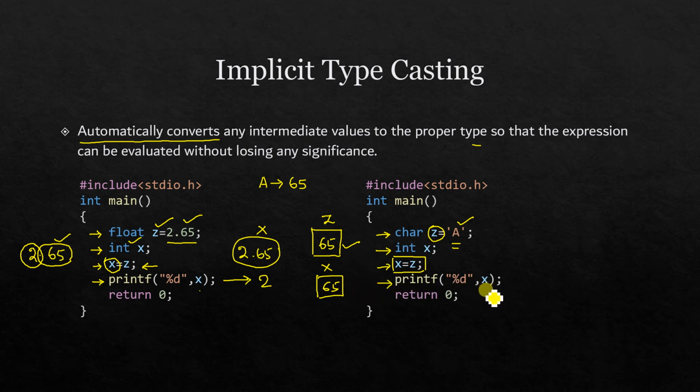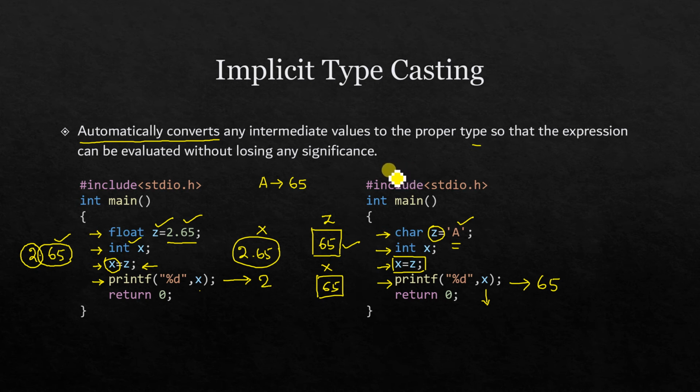So what will it print? It will print 65. This particular line will print 65. You can check it with any compiler and you will see that the answer is 65. Okay, so this is how implicit type conversion occurs in the C programming language.